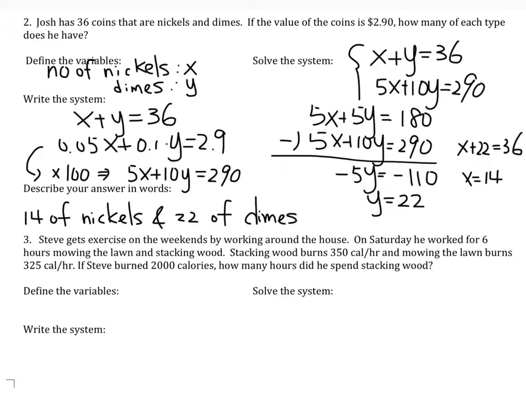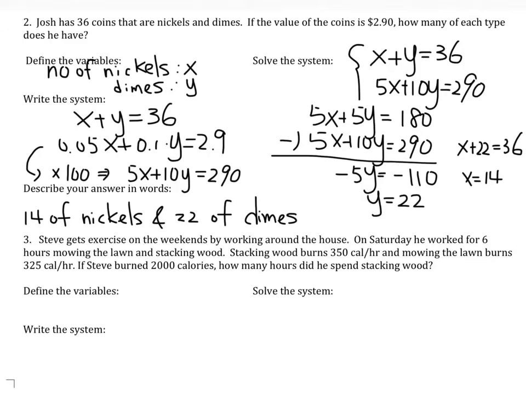So the total number of coins, as we can see from the given scenario here, he has 36. Josh has 36 coins. So X plus Y equals 36. If you count the coins that Josh has, he has 36. So the combination of X plus Y, as we name number of nickels and number of dimes, so total should be 36.